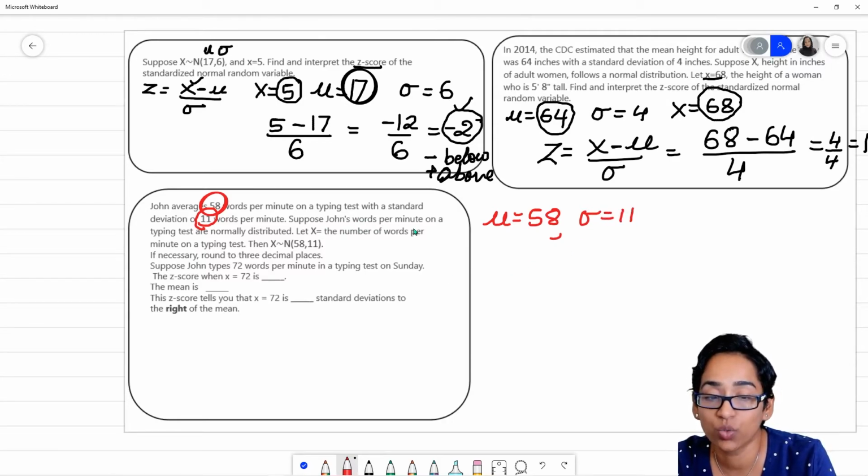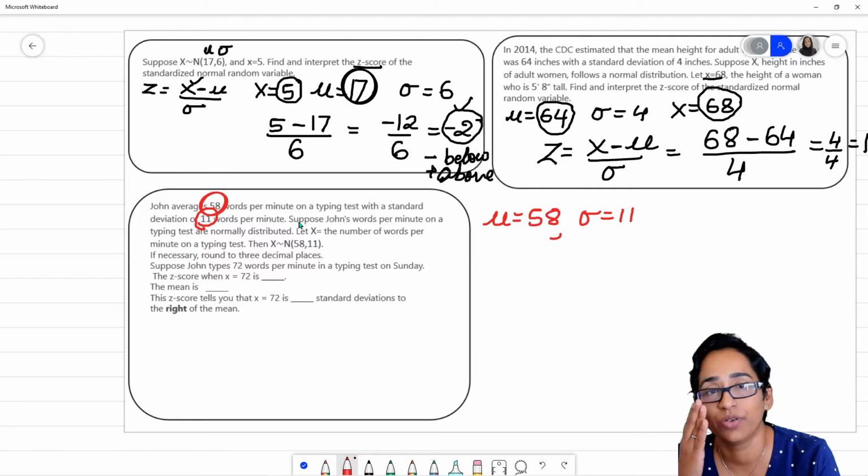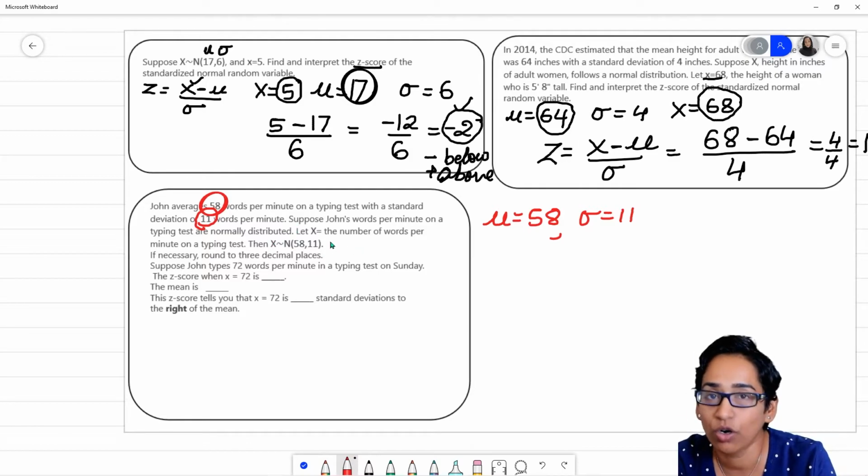Suppose John's words per minute on a typing test are normally distributed. If it's not normally distributed, I cannot use my z-score. Please keep that in mind. Let x equal the number of words per minute on a typing test. So they said x tilde N(58, 11). That means 58 is the mean and 11 is the standard deviation. Suppose John types 72 words per minute in a typing test on Sunday.